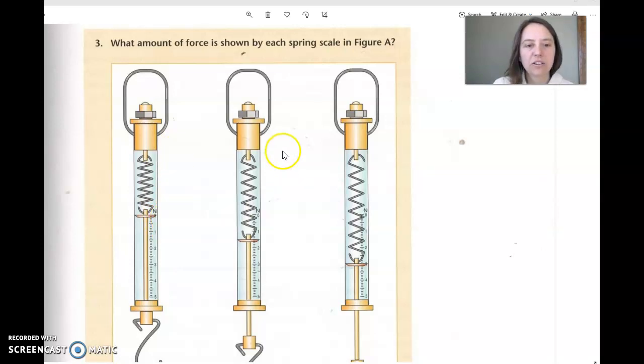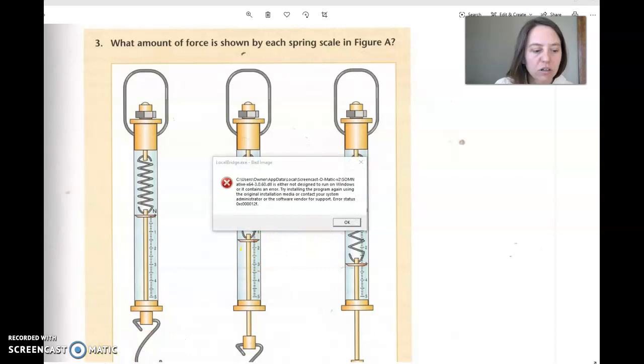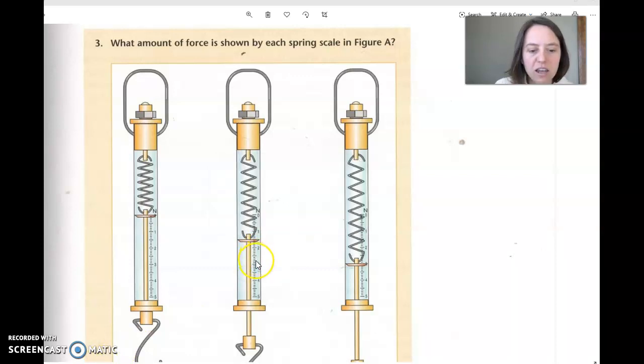So we did A together, and then you're going to be doing B and C. And let's just talk through this. Let's look here on B. There are 1, 2, 3, 4, 5, 6, 7, 8, 9, 10 marks between 2 and 3, so that means each mark is 0.1 newtons. So if we look here, there is 1, 2, 3, 4, 5.